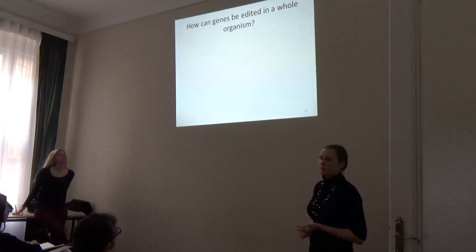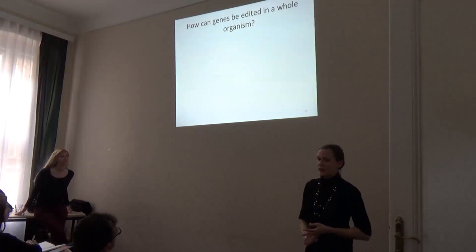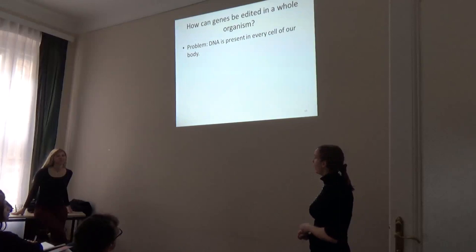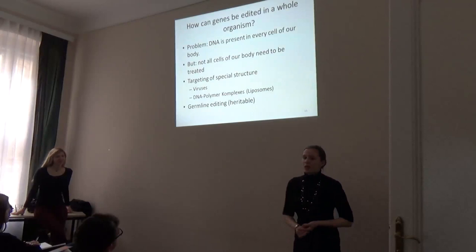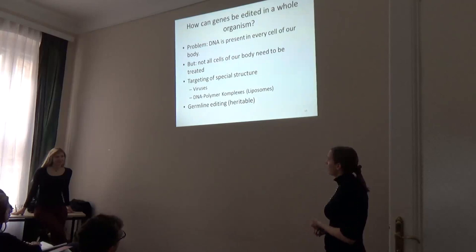But how can genes be edited in the whole organism? I just told you that DNA is present in every cell of our body. But we do not need to modify all cells of our body. For example, if we have some brain disease, maybe just the cells that are related to our brain need to express a certain protein. So we can always target a special structure. There are different ways of doing this. We can use viruses to modify cells.